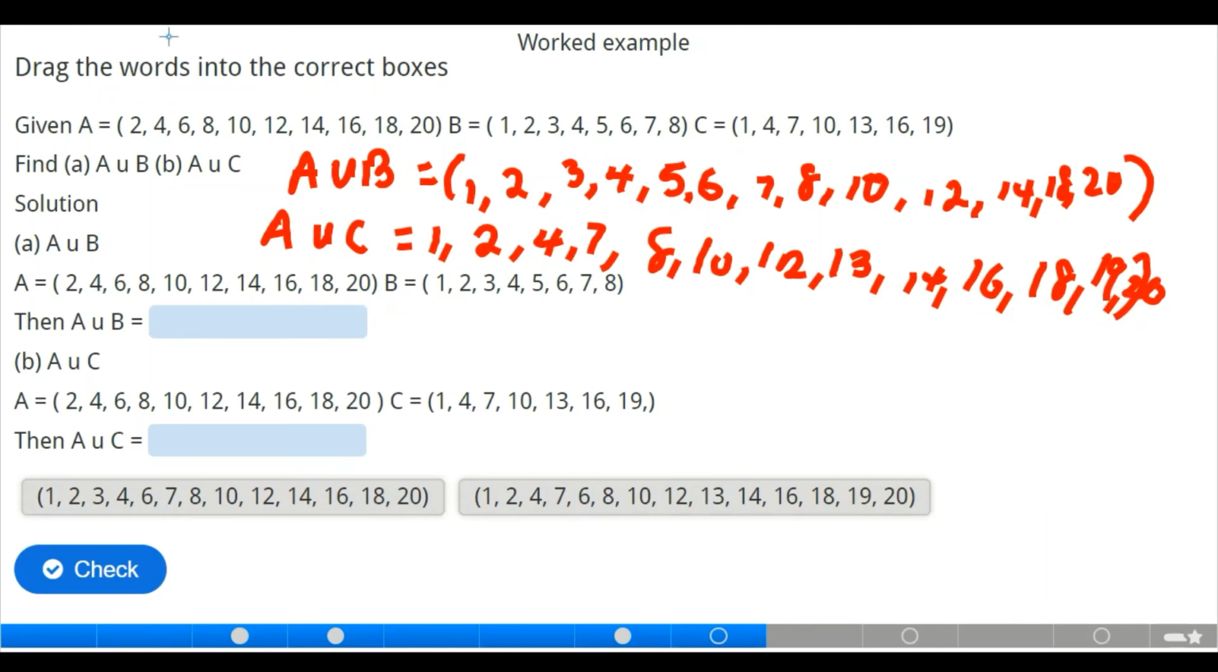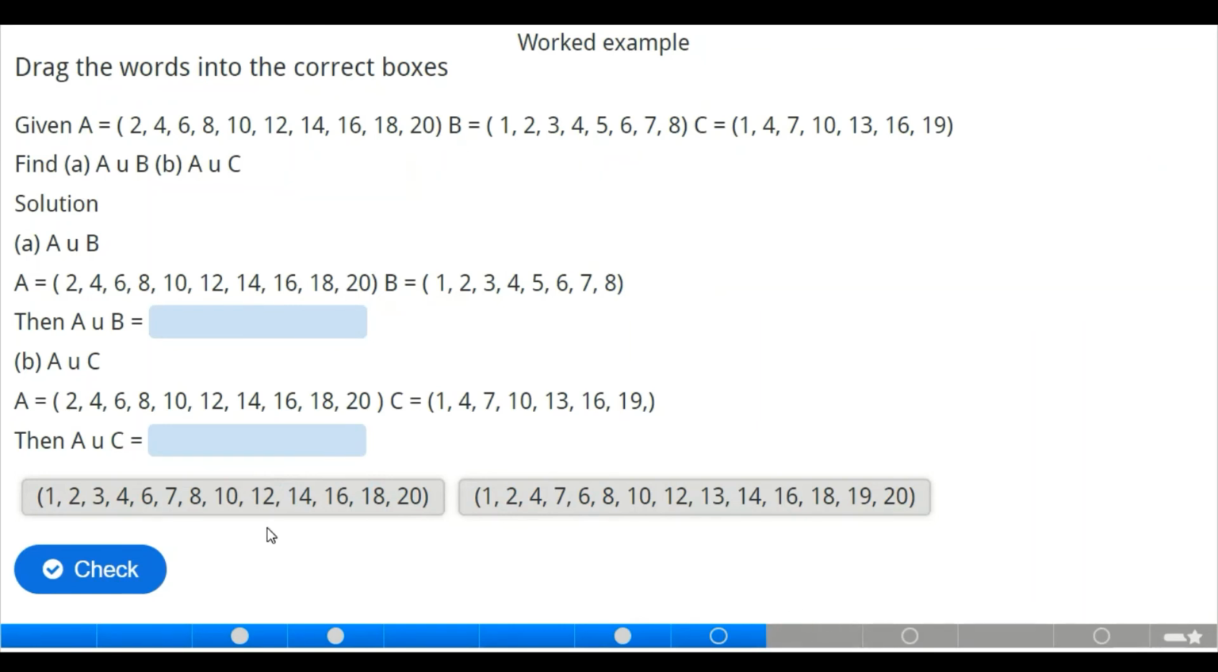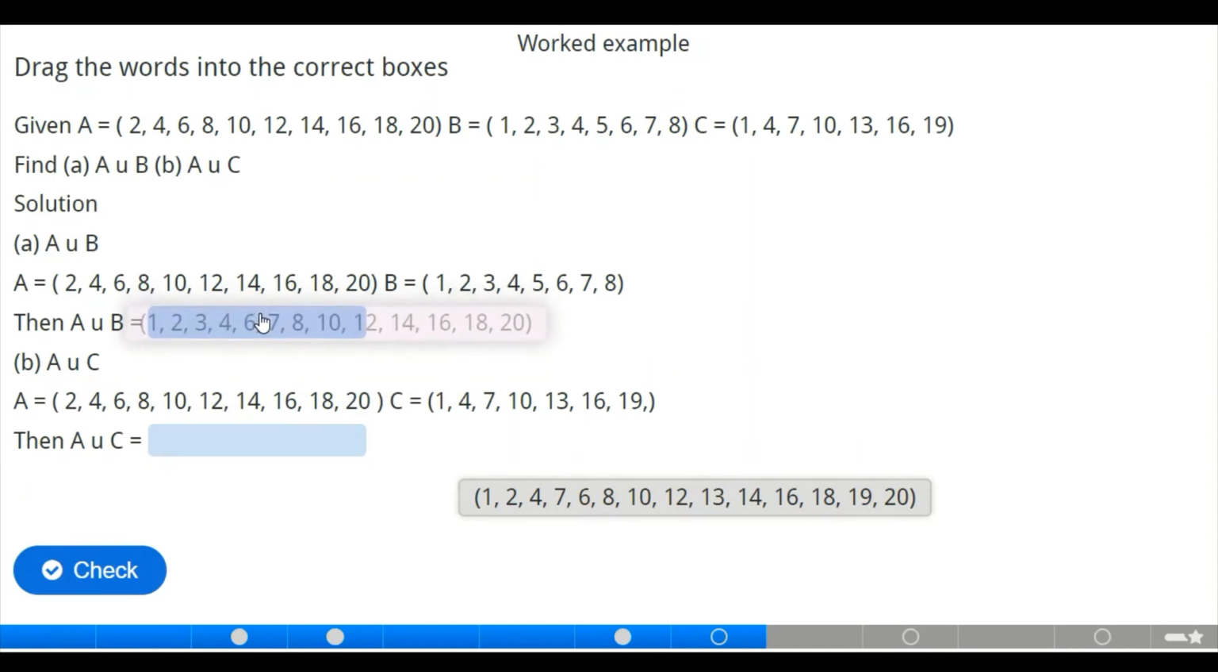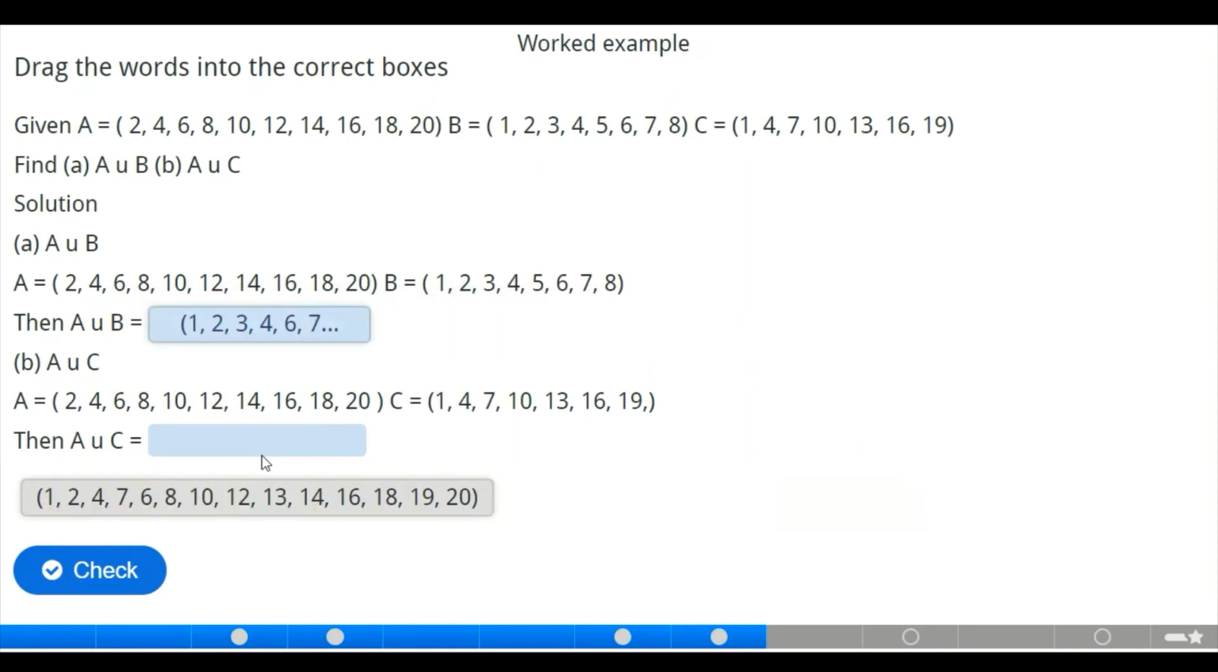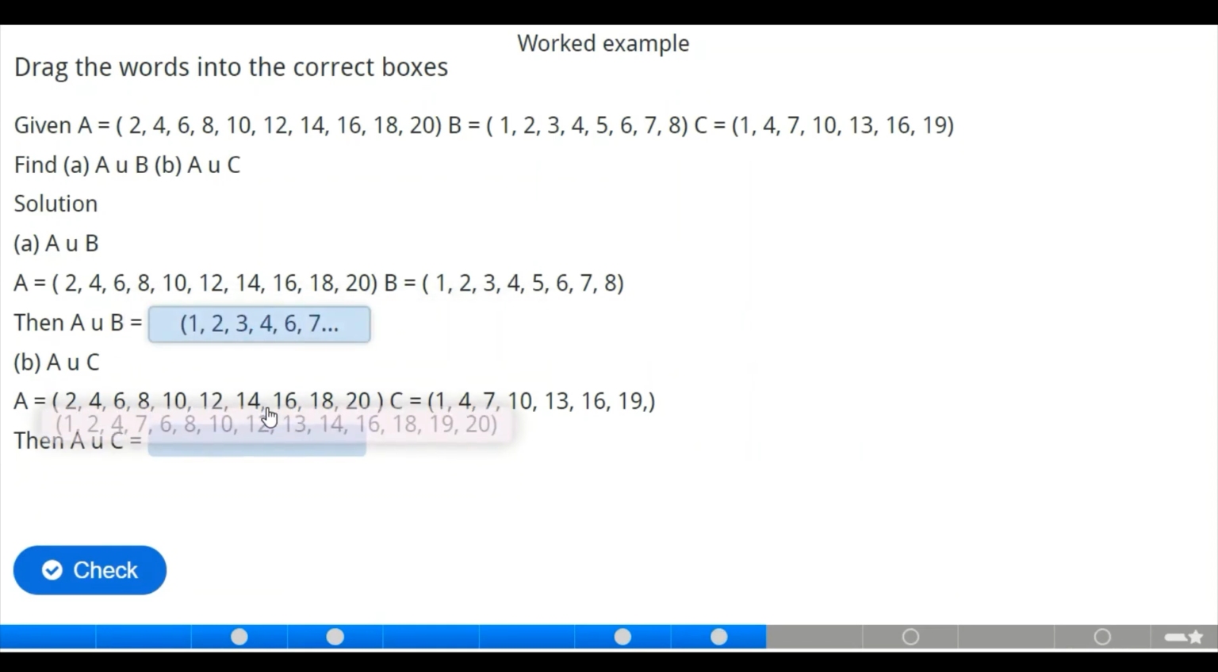So 20 is also in, if you look at it, we have 20 here which is in A, so 20 will be in A union C. So we have our A union C to be this, and that gives us the example. So let's quickly drag our answers to each box. For this one, we are going to drag this because this is A union B, and for the other one, this is A union C. So that's it. Let's check.